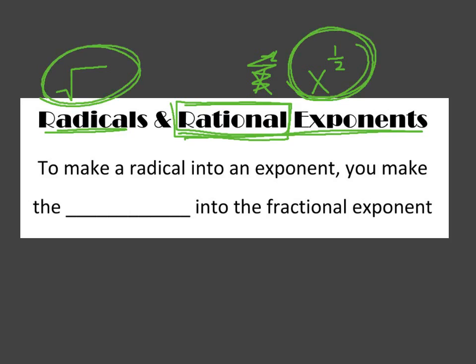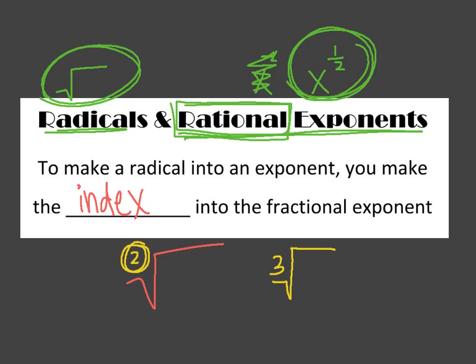So the rule that we're talking about is that to make a radical into an exponent, you make the index into the fractional exponent. And remember, the index, when I think about a radical, the index is the little number that is on top of the check marky part. So sometimes there's no number there, and again, when there's no number there, it means it's automatically a 2. Okay, but sometimes you'll see a radical with an index of 3, sometimes you'll see a radical with an index of 4, or even 5, 6, 7, 8, 9, 10. Okay, but the index is this little number that is in front of your radical symbol.